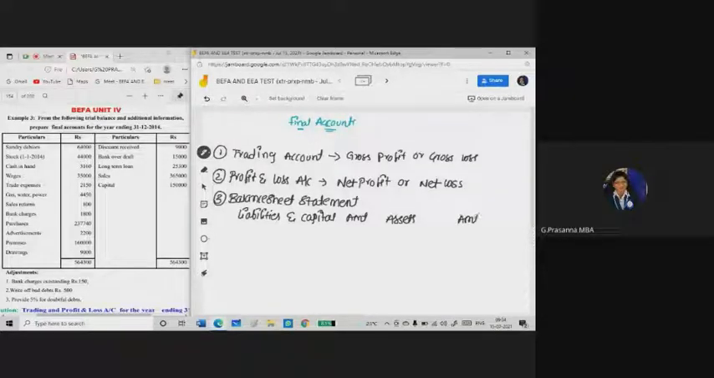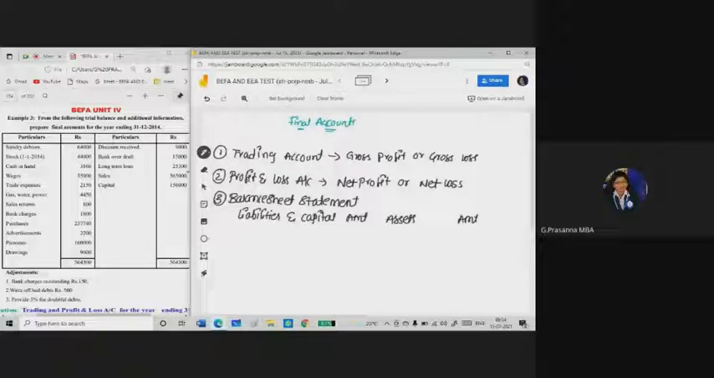So why will we be preparing these final accounts? We are preparing these final accounts in order to know the financial status of a firm. So in order to check the financial status, whether we are running profits or losses, you need to prepare the final accounts. So let us learn how to prepare this.